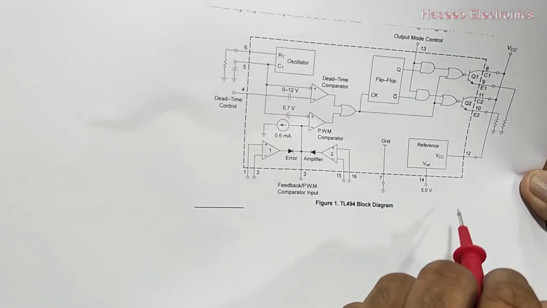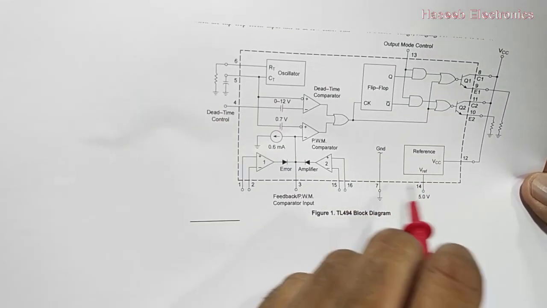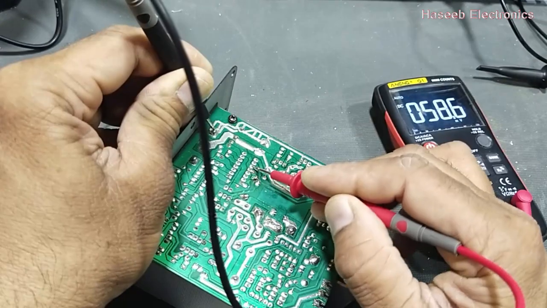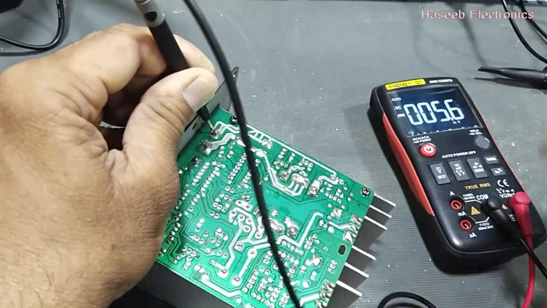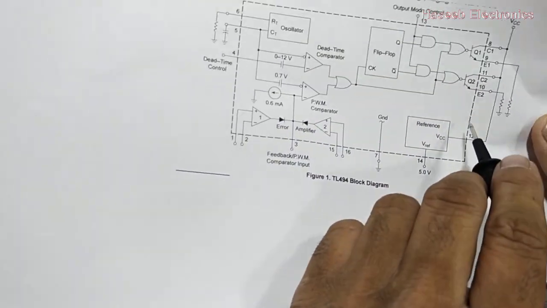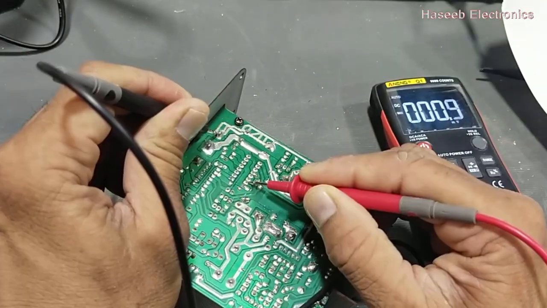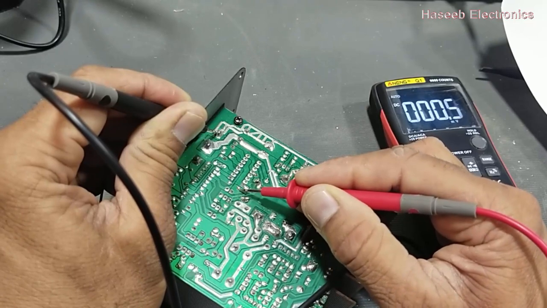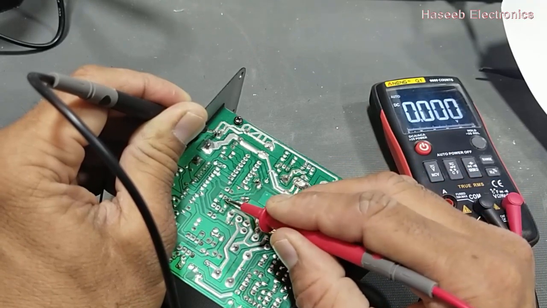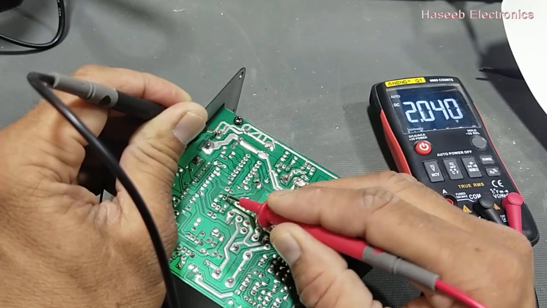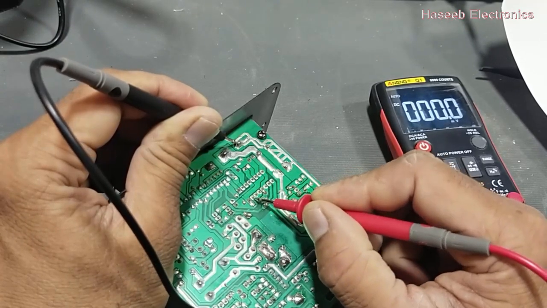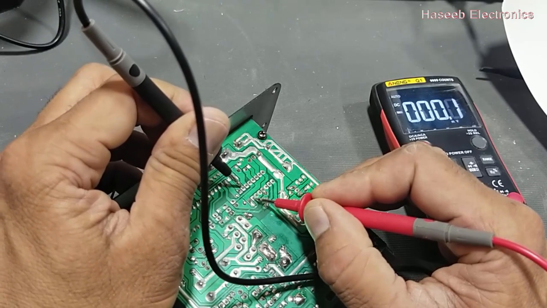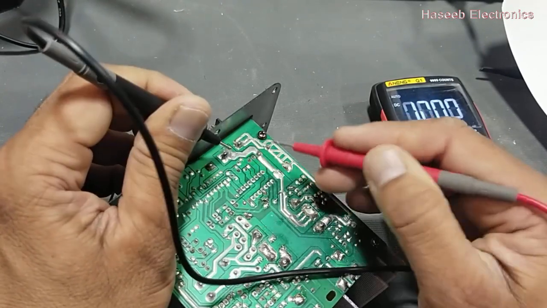it is not switching. First of all, we have to check ground, pin number 7. We will check voltage at pin number 14, reference voltage. Pin number 14 has 0 volt, and then we can check the VCC voltage here. VCC is pin number 12. No voltage here. So these voltages are reaching from here. Pin number 12, no VCC. It must have VCC voltage. Pin number 7 has ground. Ground is supplied.